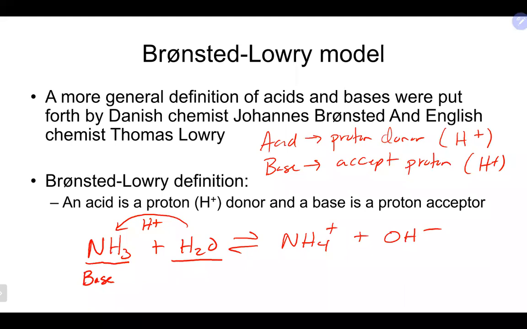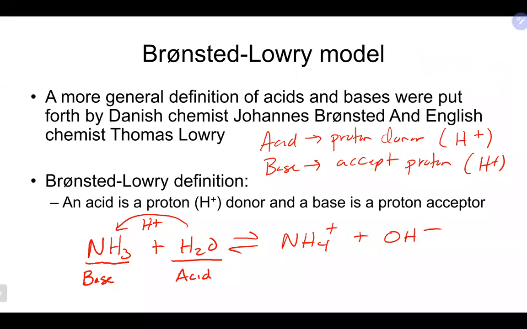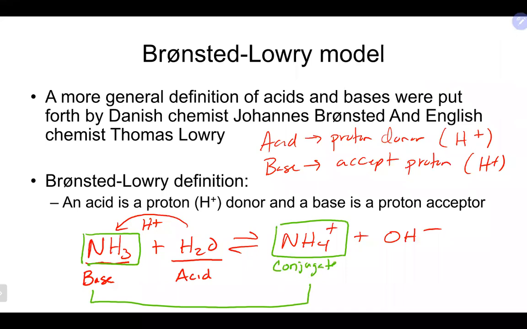It is the water that is donating the H+ over, which will make this our acid. And what happens as a result is it will make some partners on the other side of the arrow that are related to each of those. For example, this NH3 is related to this one. If that is the base on the left-hand side, the right-hand side is known as the conjugate acid. So the conjugate acid is related to the base.